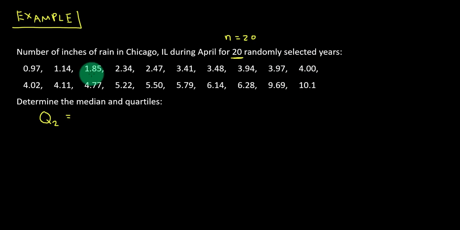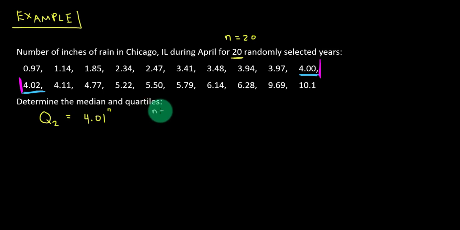Namely, if you do the naive method, you're going to find that it's going to be tied between 4.02 and 4.0. Therefore, the median is the average between those two values. And I don't think it's too difficult to see that that would be 4.01 inches of rain.